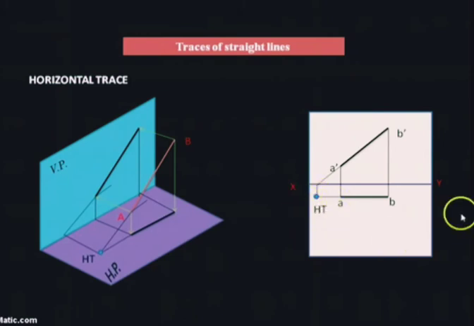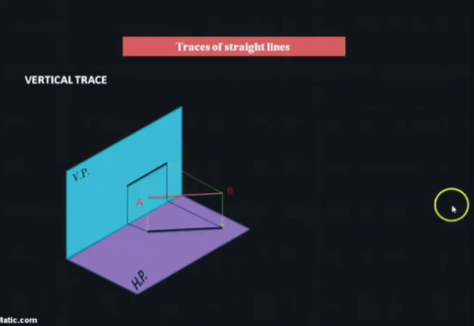Next we discuss the vertical trace. In this case we get the vertical trace. Here the line is inclined to the vertical plane and parallel to the horizontal plane. In this condition, when we extend this line, it will automatically intersect the vertical plane. If the line intersects the vertical plane, that point is called the vertical trace. Here I am extending the straight line AB. It is intersected on the vertical plane at a certain point, and that point is called the vertical trace.